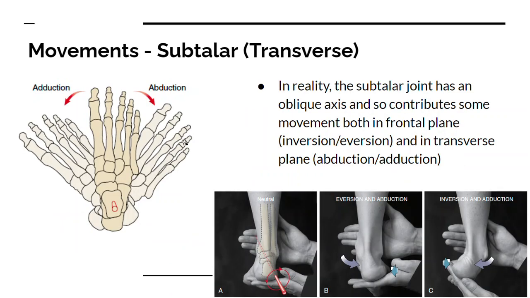You also have abduction and adduction of the toes, which also looks like medial and lateral rotation of the tibia. But we'll first talk about abduction and adduction of your toes. So adduction is when your toes are pointing inwards toward the midline of your body. Abduction is when the toes are pointed towards the lateral side of your body.